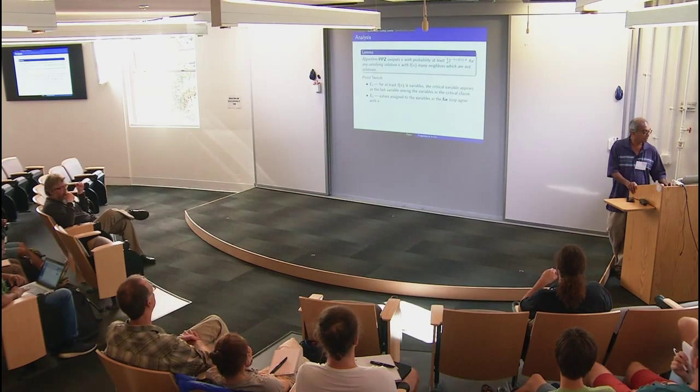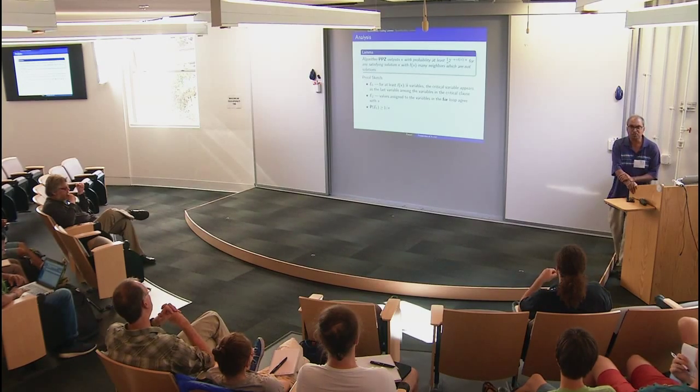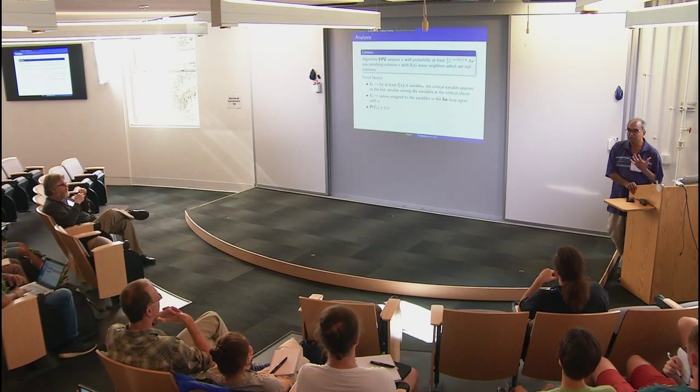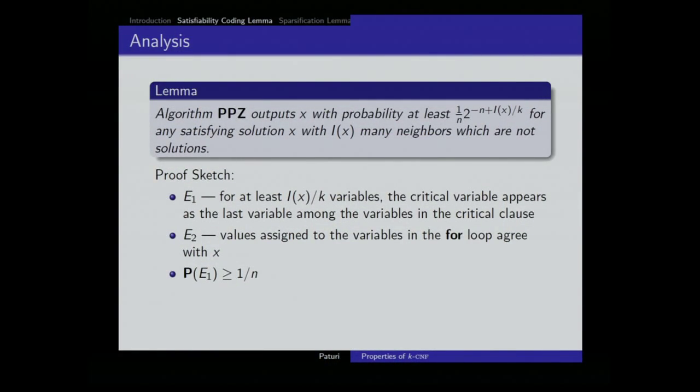A simple argument, Markov's inequality, shows that with probability 1 in n we do get a permutation that achieves an average number of unit clauses, which is n over k, or L(x) over k. And the conditional probability is basically the probability of guessing the remaining bits correctly.